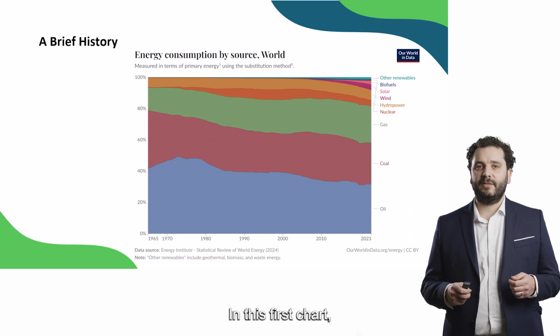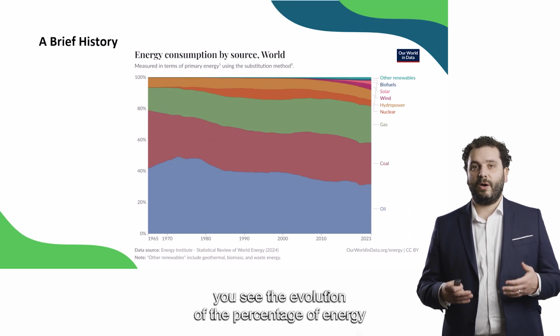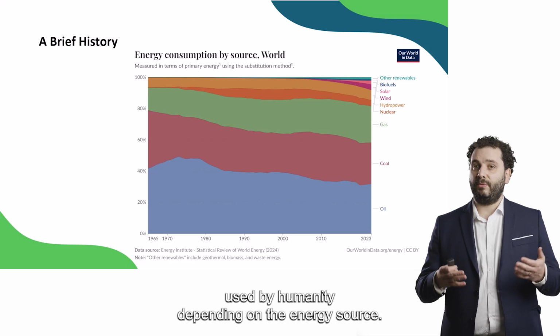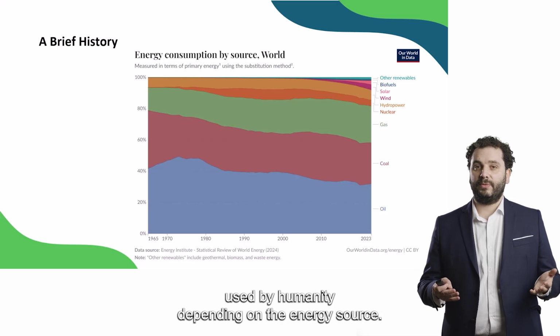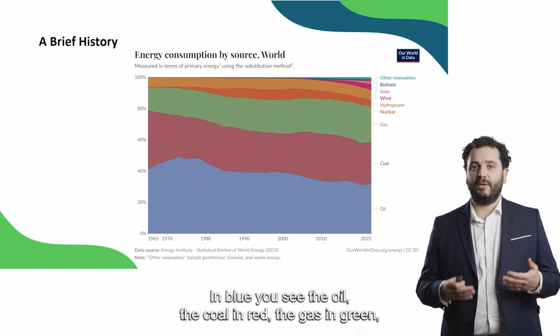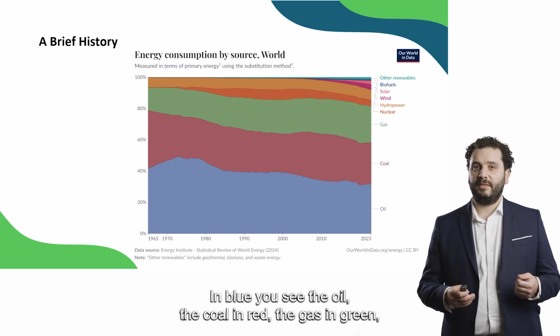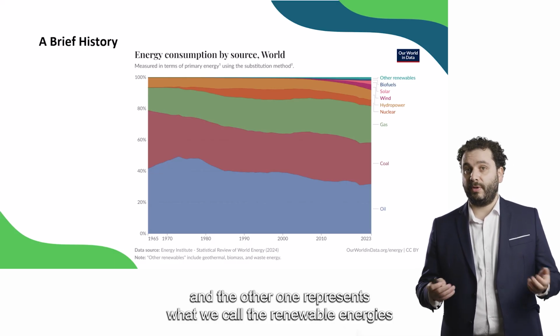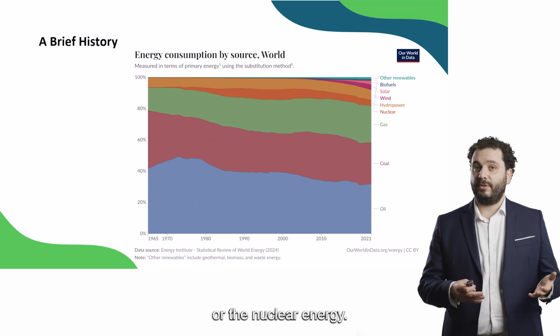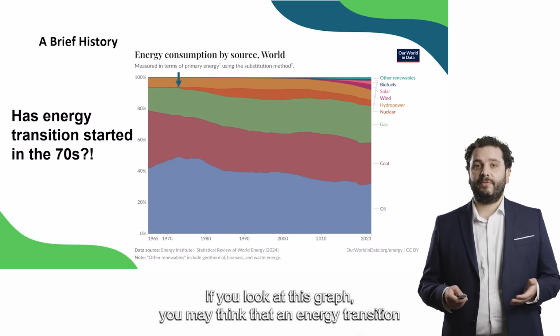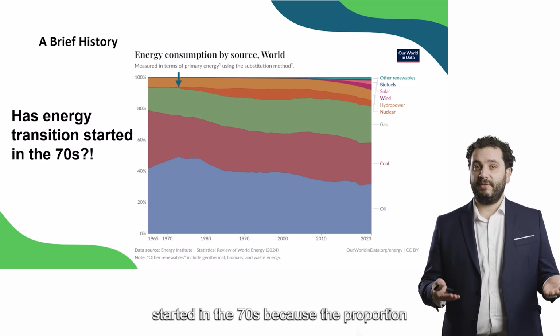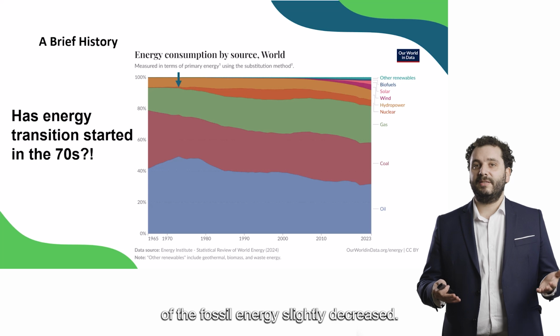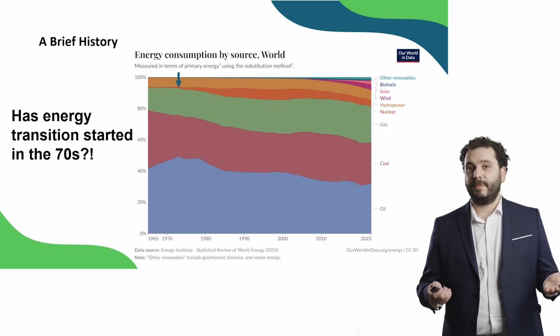In this first chart, you see the evolution of the percentage of energy used by humanity depending on the energy source. In blue, you see the oil, the coal in red, the gas in green, and the other one represents what we call the renewable energies or the nuclear energy. If you look at this graph, you may think that an energy transition started in the 70s because the proportion of the fossil energy slightly decreased. Is that true?